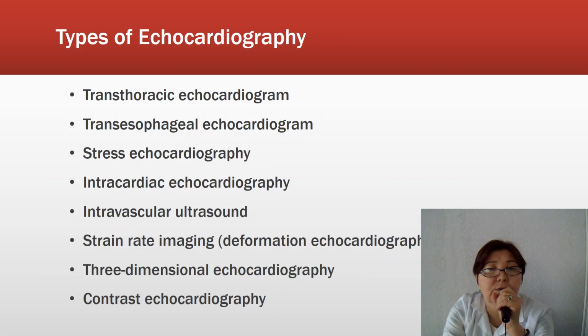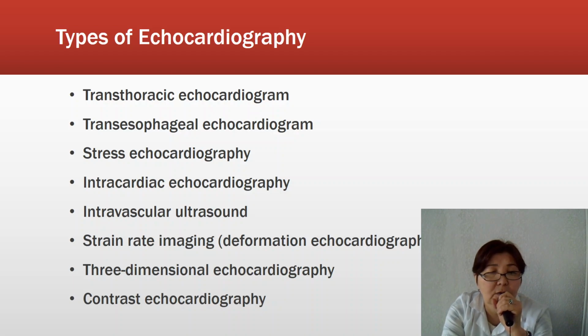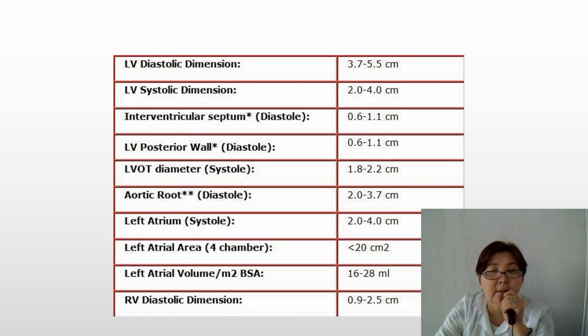Types of echocardiography are transthoracic echocardiogram, transesophageal echocardiogram, stress echocardiography, intracardiac echocardiography, intravascular ultrasound, strain rate imaging, three-dimensional echocardiography, contrast echocardiography. This is the norms of dimensions of the heart.